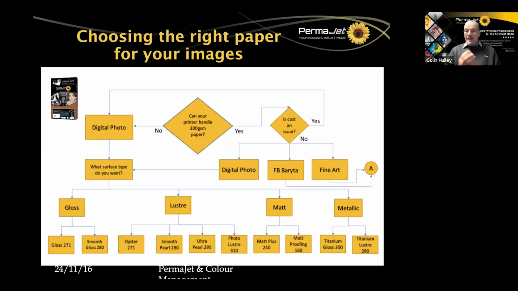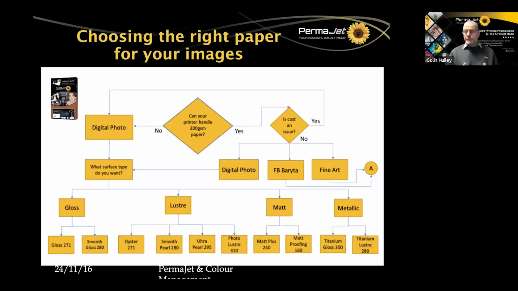In the third range, we have a matte paper. Ideal for going behind glass, really, although even with luster, you can still sometimes see a bit more sheen than you would like. So a matte paper for display behind glass is ideal. We have two in the PermaJet range.